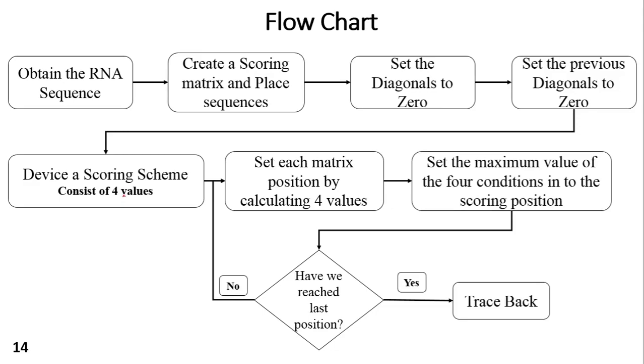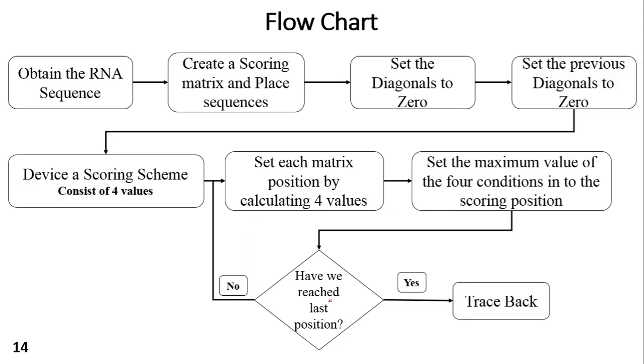Okay, so this is what is going to happen in a loop now. You would set each matrix position by calculating the 4 values. After doing that, whatever 4 values you have computed, you will find out which one is the maximum of those 4 values. Whatever the maximum value is, you would put that in your final scoring position. After doing this, you would ask yourself a question: have you populated each and every box that is present in your S matrix?